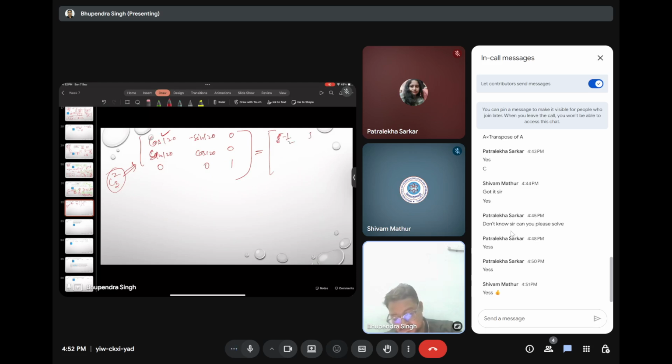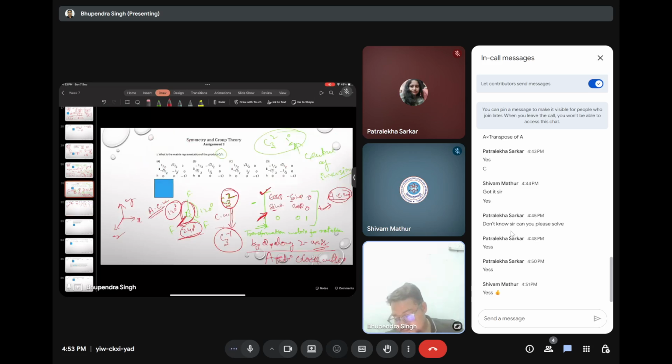Minus half, root 3 by 2, so minus root 3 by 2, root 3 by 2, minus half, 0, 0, 0, 0, 1. These values you can simply determine from trigonometry. Now, what was our question? The question was asking for the matrix representation of the product of C32 multiplied by inversion I.